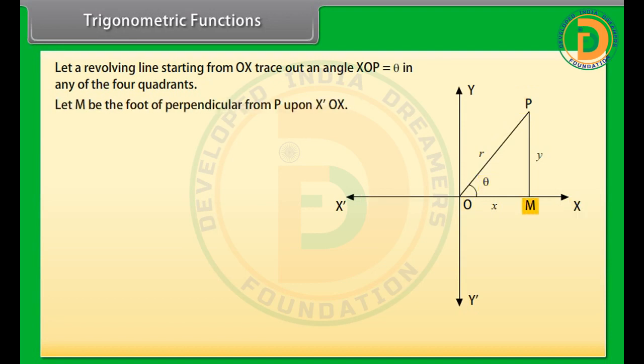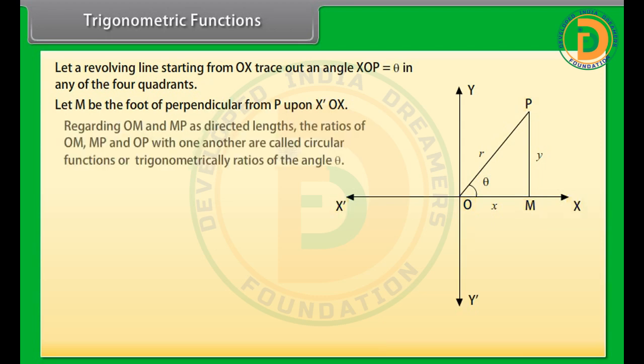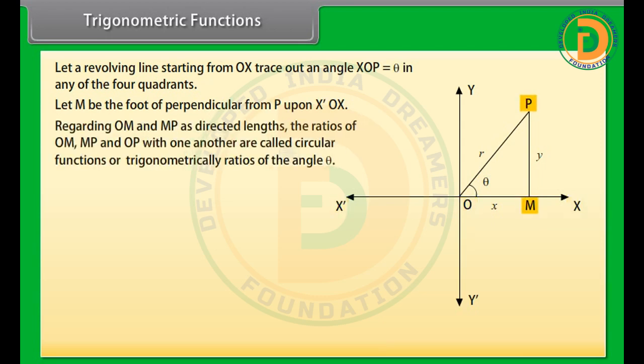Let M be the foot of perpendicular from P upon X'OX. Regarding OM and MP as directed lengths, the ratios of OM, MP and OP with one another are called circular functions or trigonometric ratios of the angle theta. Let OM equal x, MP equal y and OP equal r, r greater than 0.